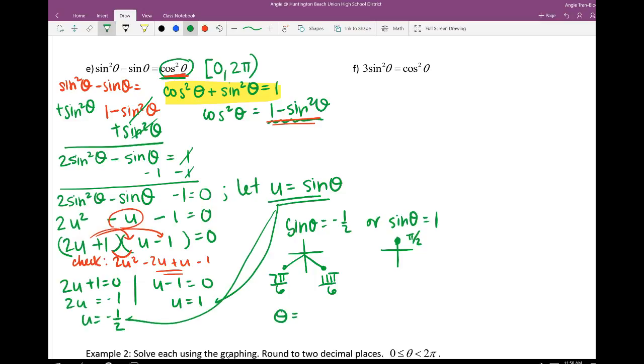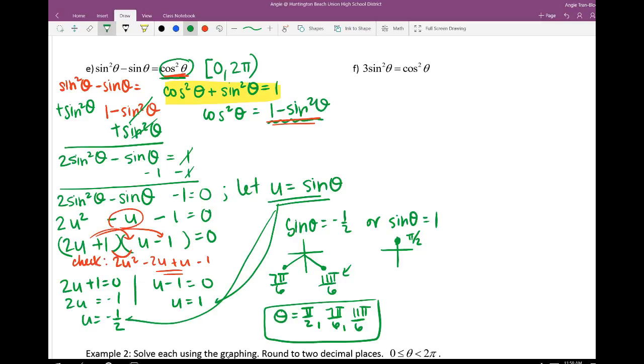So theta is going to come out to be pi over 2, 7 pi over 6, and 11 pi over 6. Okay. Now think about this. 11 pi over 6 is already near 2 pi, so I don't have to worry about the period. So anytime that you have to factor, you don't have to worry about the period.